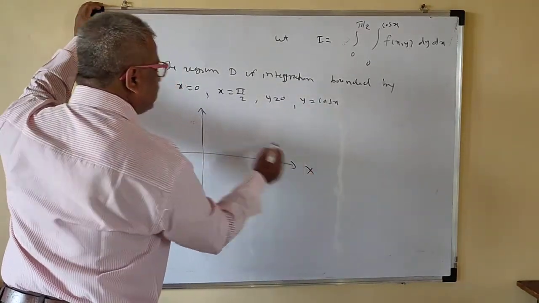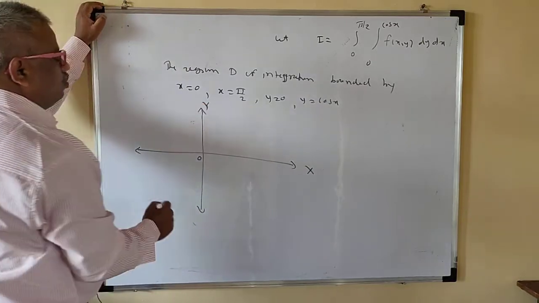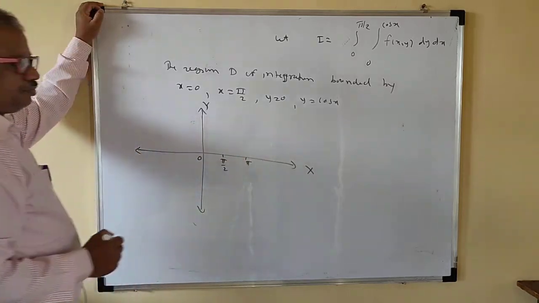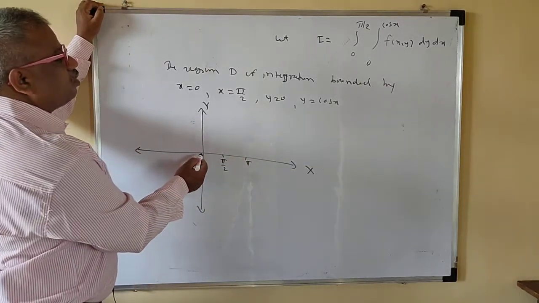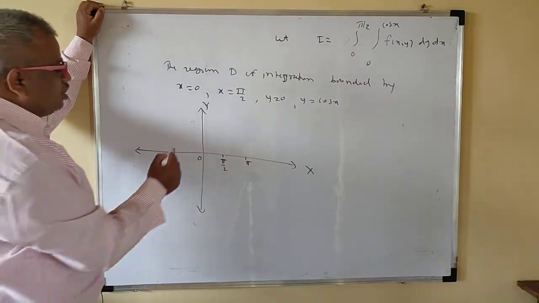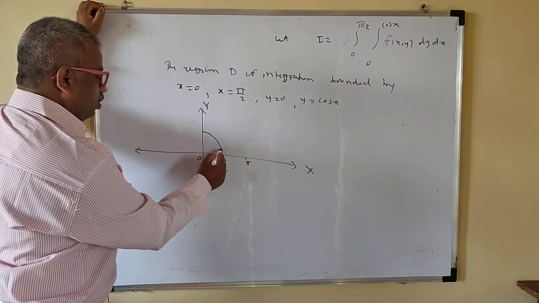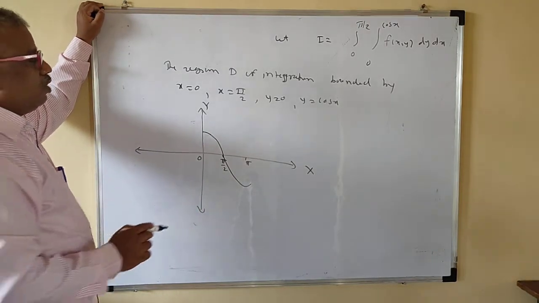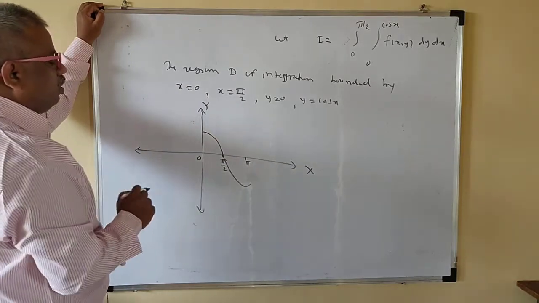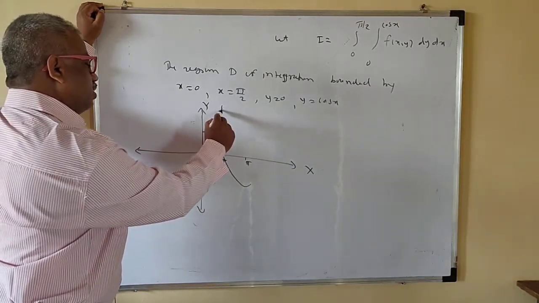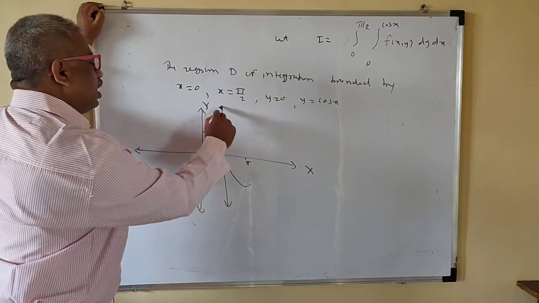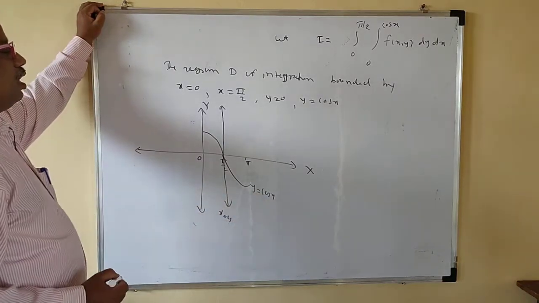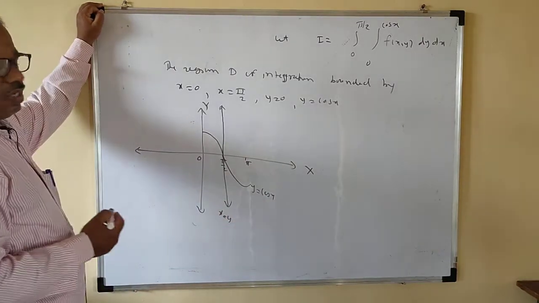This is your x axis, this is your y axis, this is 0. Suppose pi by 2 is here, and suppose pi is here. Now if x is equal to 0, then cos is 1. And it reaches 0 at pi by 2 like this. So this is your graph of the cosine function from 0 to pi by 2. We draw x is equal to 0, which means the y axis. X is equal to pi by 2, we draw this line. The curve is here, y is equal to cos x, and y is equal to 0 means your x-axis.